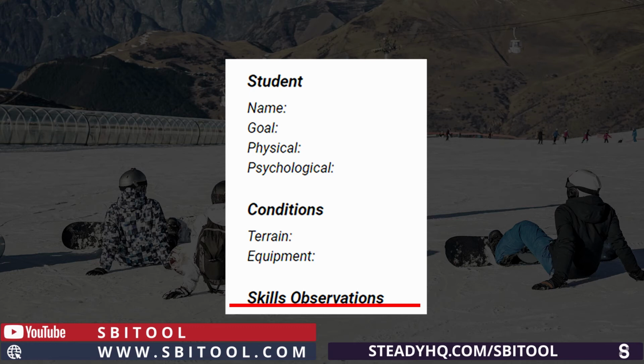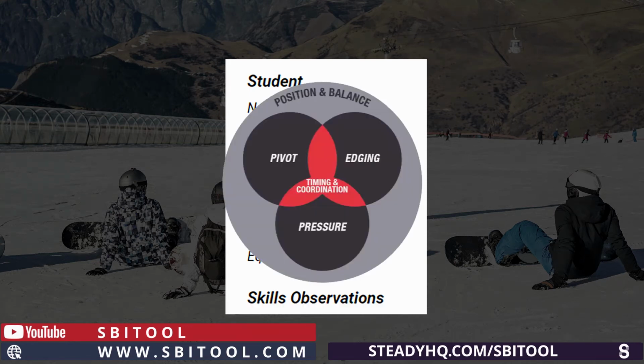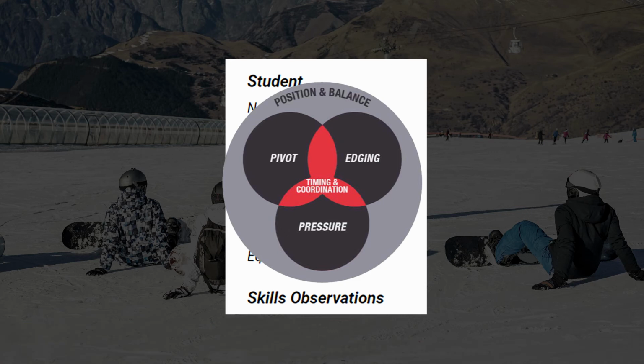The last section of the analysis is your observation of the student riding. This can differ a lot depending on your certification. It could be a skill-based observation like CASI and APSI. It could be a movement-based observation like the New Zealand certification. For freestyle, it could be the approach, takeoff, maneuver, landing observation.